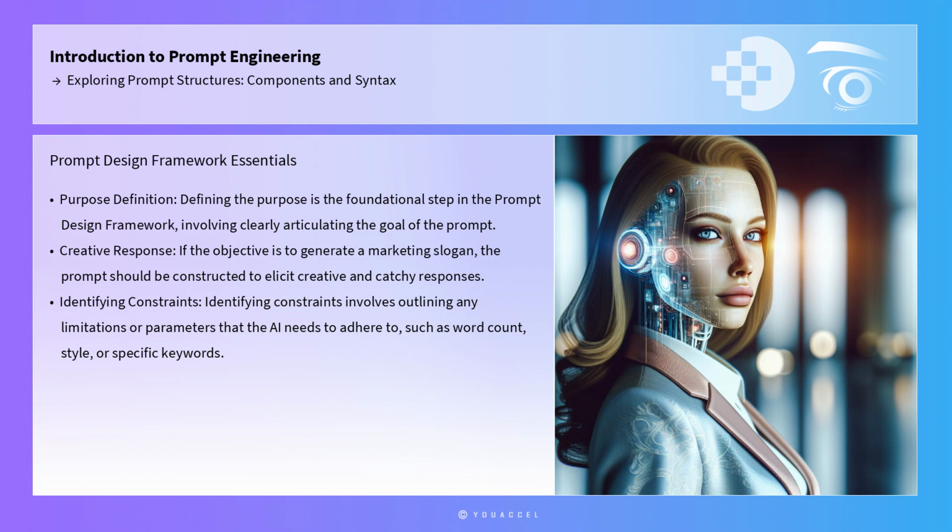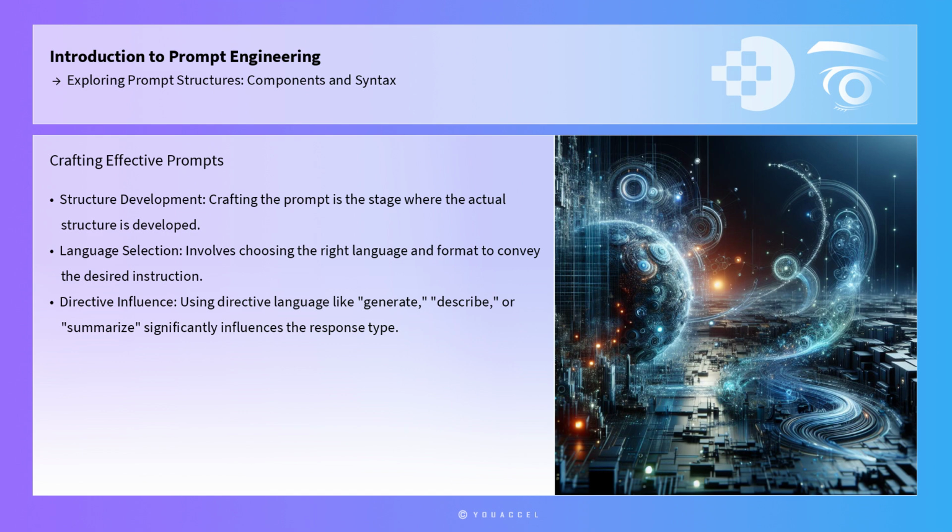This could include word count, style, or specific keywords that must be included or avoided. Crafting the prompt is the stage where the actual structure is developed. This involves choosing the right language and format to convey the desired instruction. Using directive language, such as generate, describe, or summarize, can significantly influence the type of response generated by the AI.